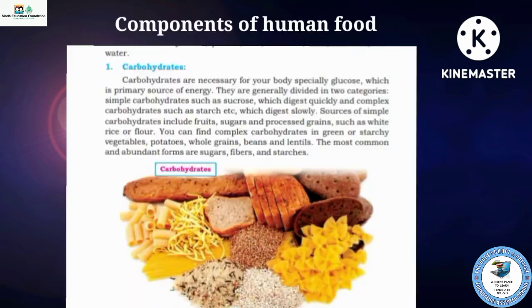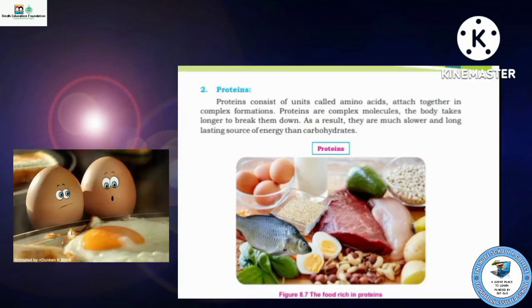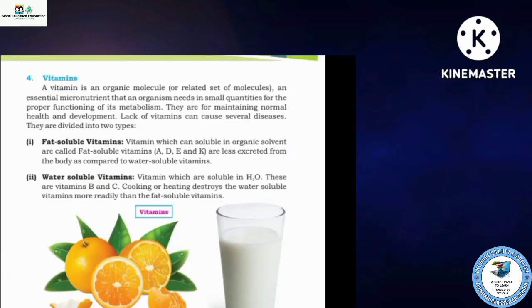So first is carbohydrates. Carbohydrates are necessary for your body, especially glucose, which is the primary source of energy. And the other component of human food is protein. Proteins are complex molecules. The body takes longer to break them down. As a result, they are a much slower and longer-lasting source of energy than carbohydrates.